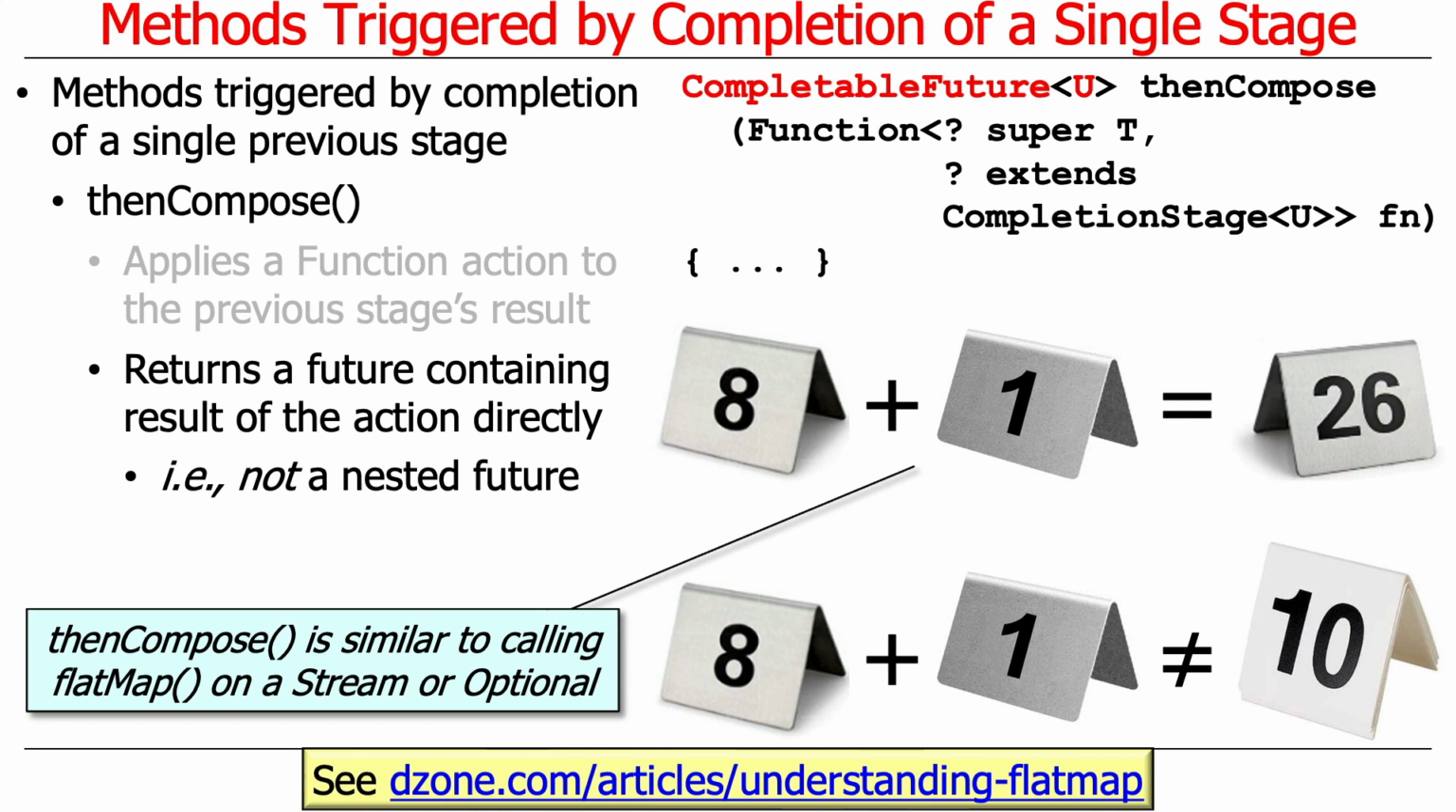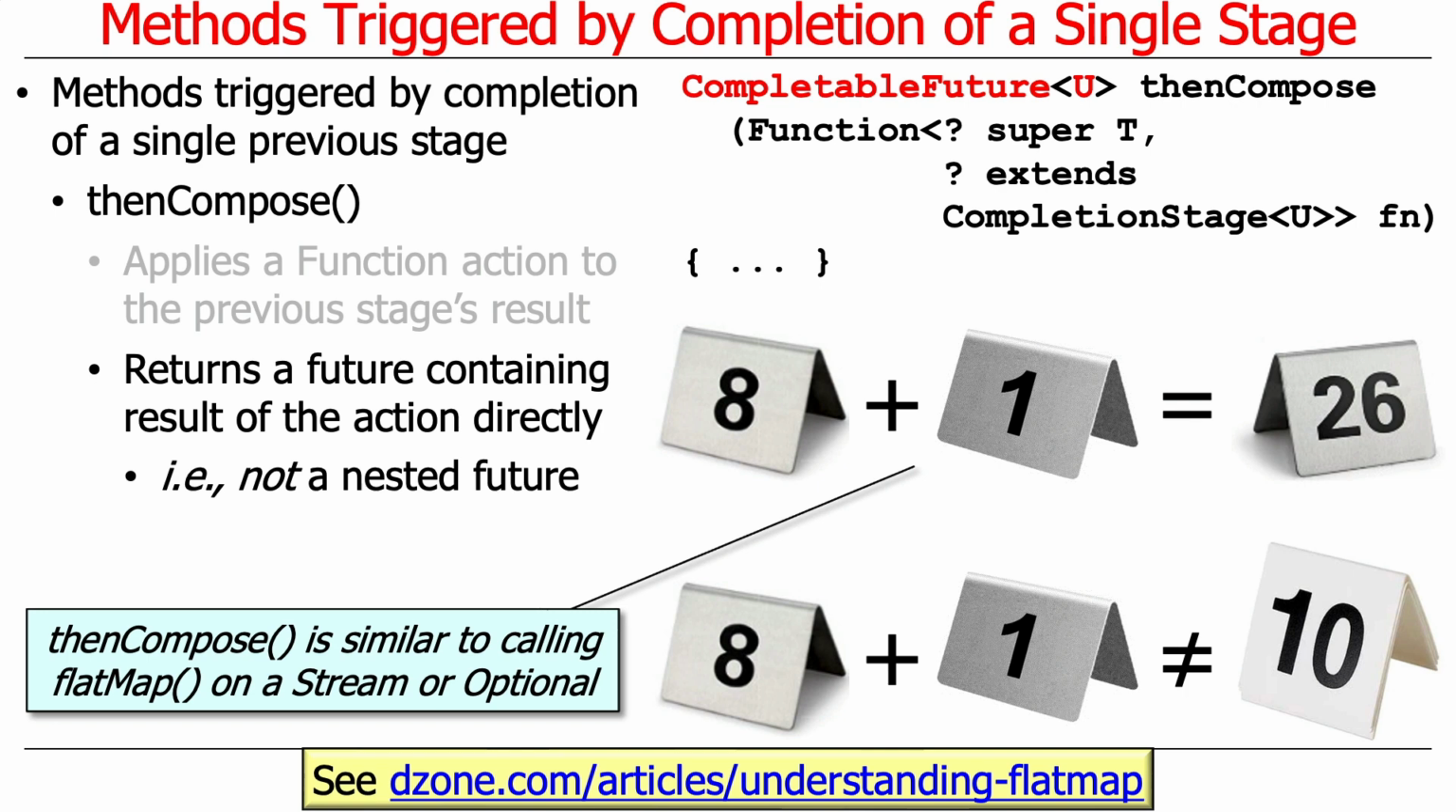The easiest way to think about this conceptually, before we dive into the details of how it works, is to realize that thenCompose is quite similar to calling flatMap on a stream or calling flatMap on an optional. When you call flatMap on a stream, as you recall, it will basically denest things. So if you had a stream of lists of integers, and so on, it'll denest the stuff. So it's a very similar concept with thenCompose.